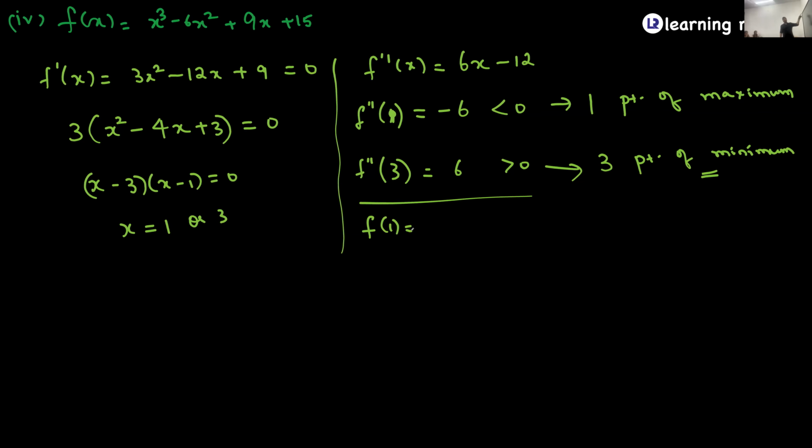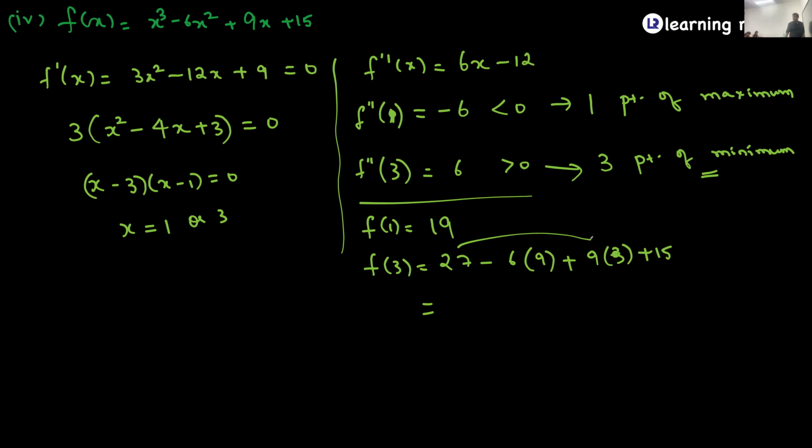F of 1 is 1 minus 6 minus 5 plus 9 is 4 plus 15. It is going to be 19. So what is f of 3? So f of 3 is going to be 3 cube is 27 minus 6 into 3 square is 9 plus 9 into 3 plus 15. So what are we going to get?